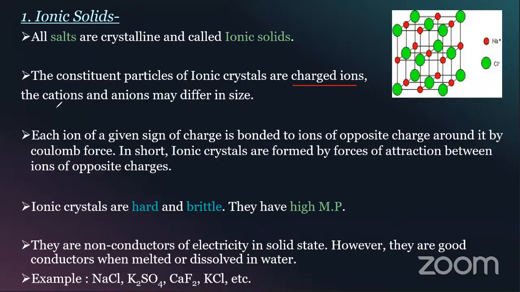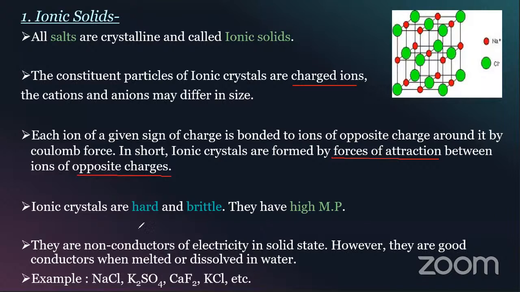Which charge is present on the cations? Positive. Very good. The positive and negative ions may be different in size. Each ion of a given size and charge is bonded to ions of opposite charge by Coulomb force. In short, ionic crystals are formed by forces of attraction between ions of opposite charges. That is how we get the formation of NaCl: Na gives the electron, Cl takes the electron, and there is a force of attraction between them because they are oppositely charged.